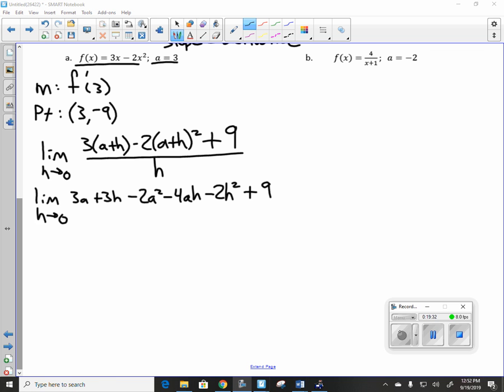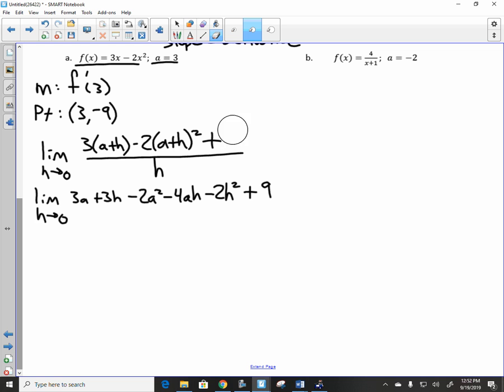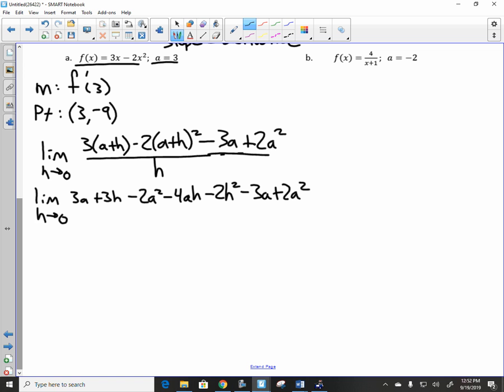Sorry about that, folks. I need to plug in f of a, so it's just the function with a plugged in. So if you plug in a, what do you get here? 3a. And because it's subtraction, it's then plus 2a squared. All right? So instead of that 9, I'm going to have a minus 3a plus 2a squared, all over h. What do you notice happens?